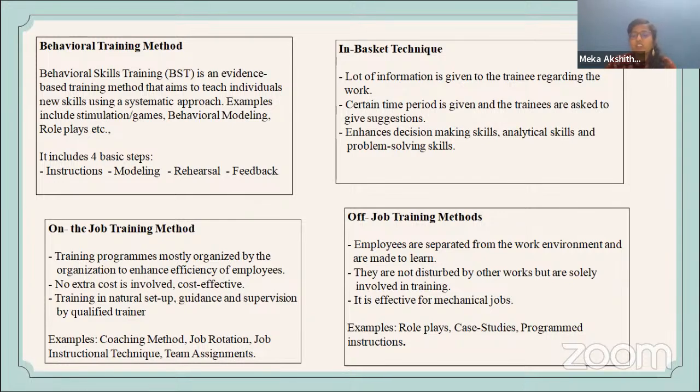Then programmed instructions is that there would be some programming jobs, right, as in coding and something. So they will train you how to do that, what to do that in a particular environment wherein you will be solely focused on learning that coding instructions and everything. That is about off job training methods.